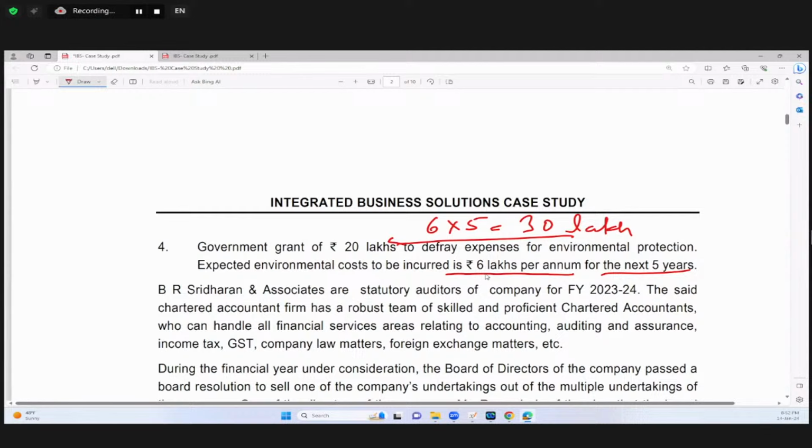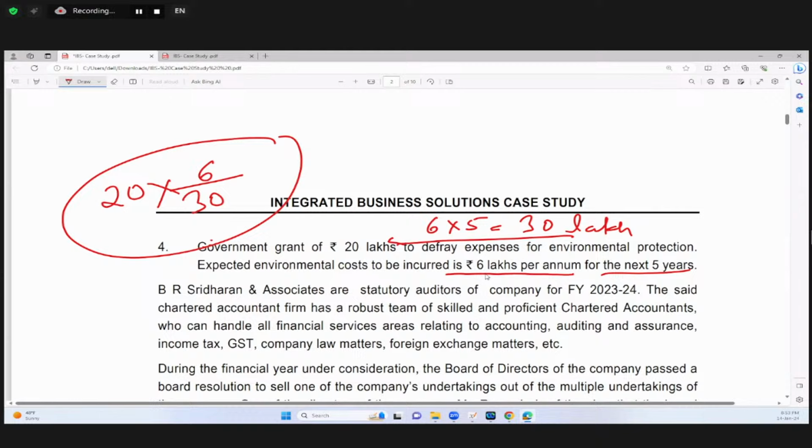So we have to recognize 20 lakh on accrual basis as government grant receivable, and that receivable will be transferred to deferred income, and out of this every year we have to charge to income. What to charge as income is the proportionate amount based on your expenses. So 30 lakh is the total expense, out of which 6 lakhs will be incurred every year. So your 20 lakhs into 6 by 30, on this basis you will calculate the proportionate grant to be recognized in the statement of profit and loss every year. This amount comes to 4 lakh rupees.